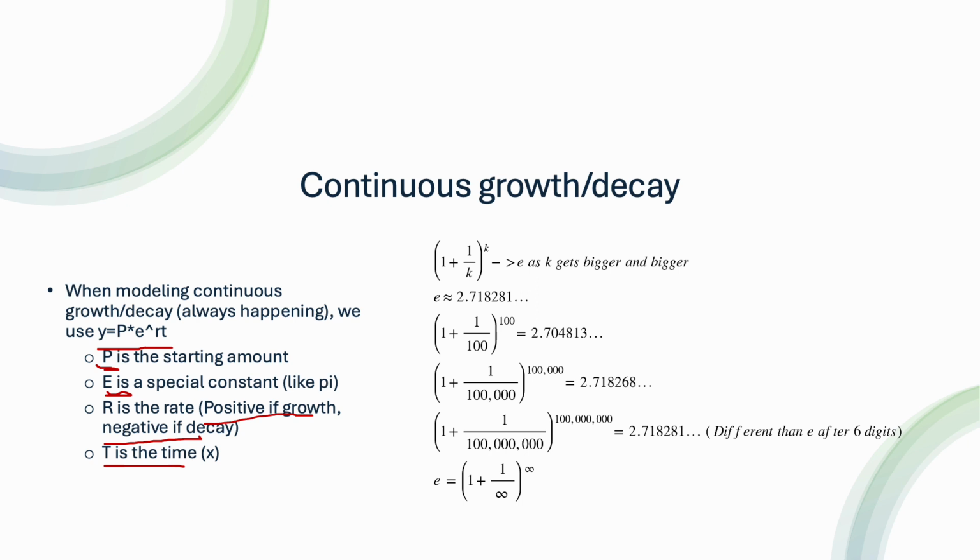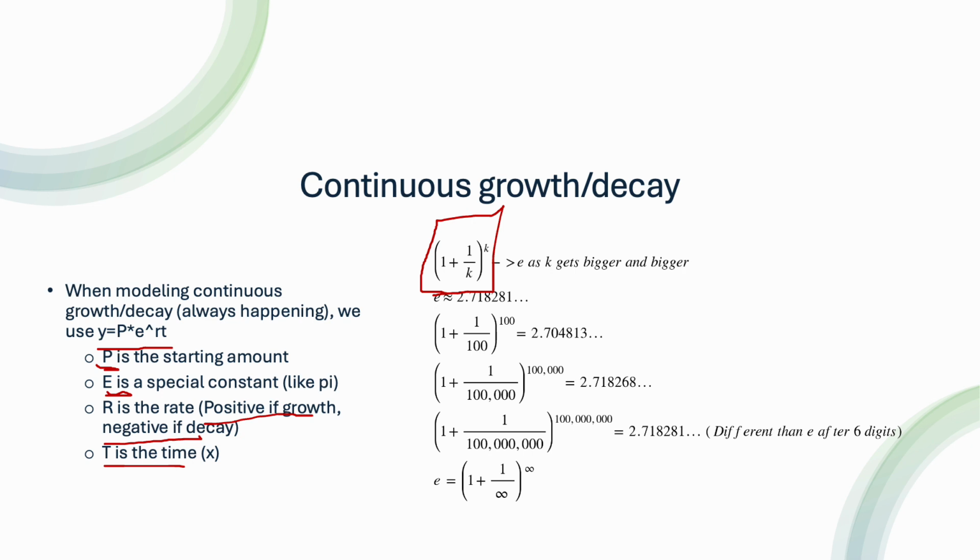And so 1 plus 1 over k to the kth power, that's kind of the backbone of compounding interest, like we just went over, is going to approach e as k gets bigger and bigger. So what's e? Well, e is about 2.718281. It keeps going on forever, but that's the first 6 digits.